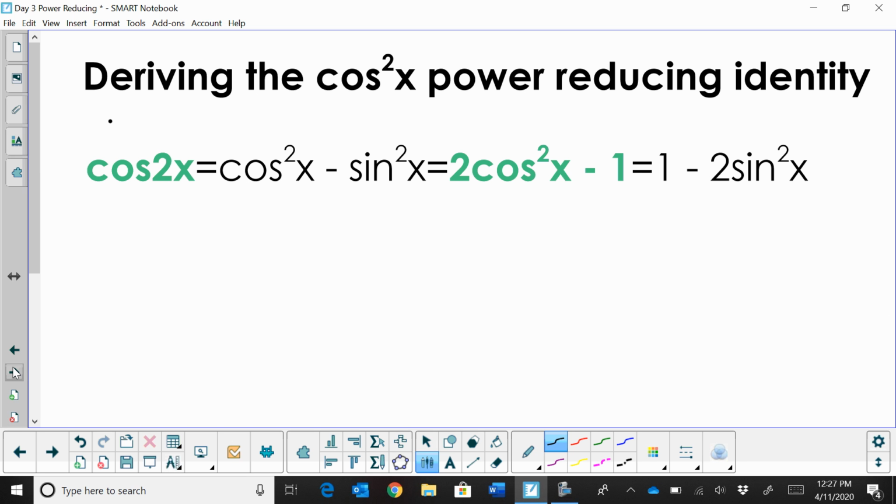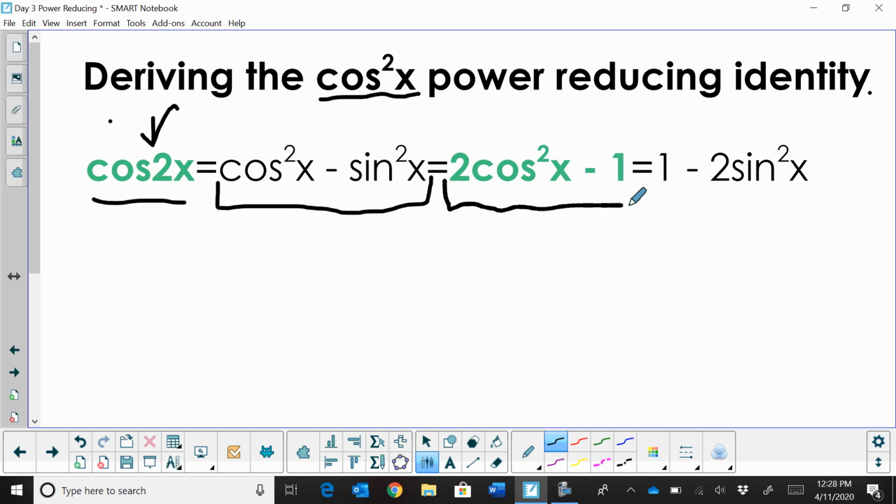Now let's look at a couple other derivations. We're going to derive the cosine squared power reducer identity from a double angle formula. So we know cosine of 2x, the double angle formula, has 3 different forms. The first form is cosine squared minus sine squared. The second form is 2 cosine squared x minus 1. And the third one is 1 minus 2 sine squared x.